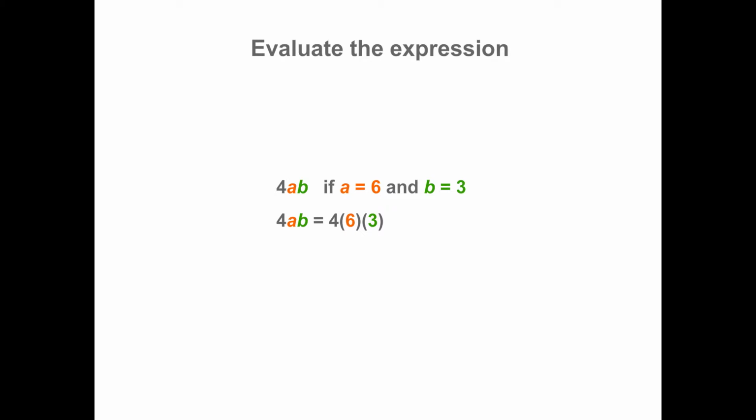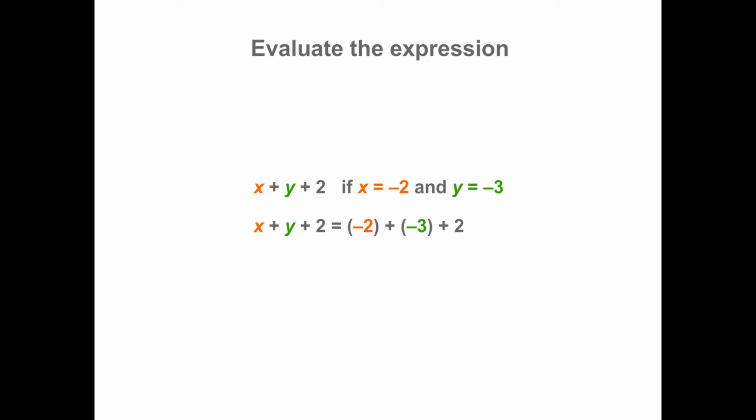After substituting the numbers for the variables, simplify. The final answer is typically a single value. In this example, the parentheses around the substituted y value of negative 3 prevent confusion between the plus sign and the negative sign. The parentheses around the x value of negative 2 are optional. Simplified, the final answer is negative 3.